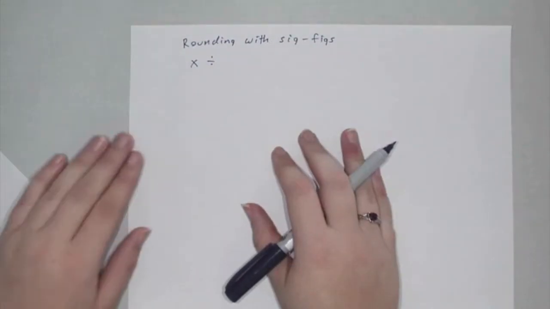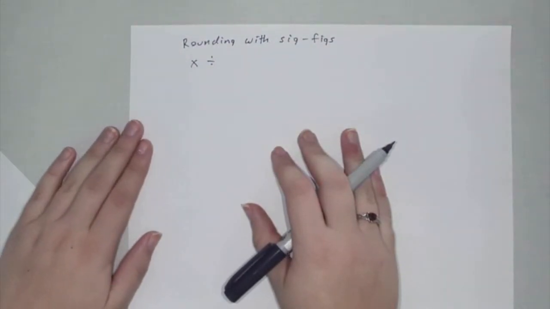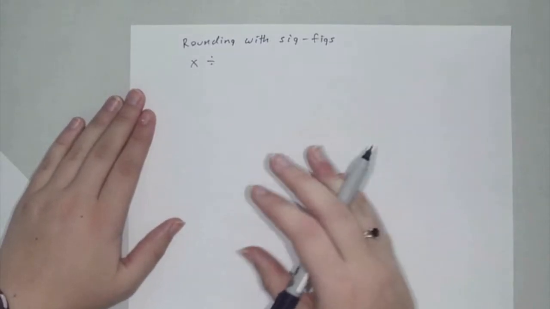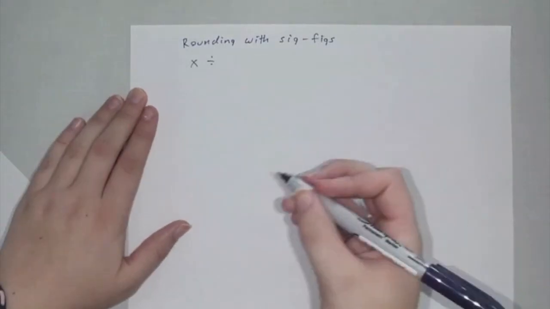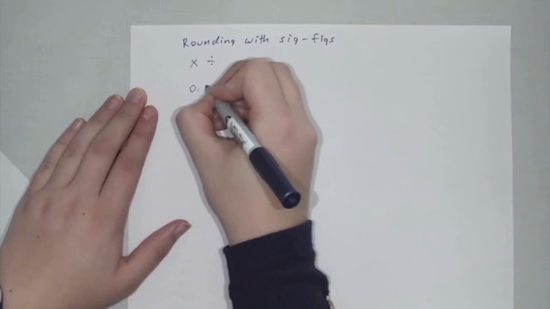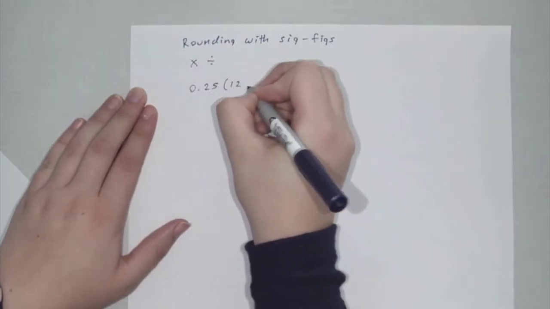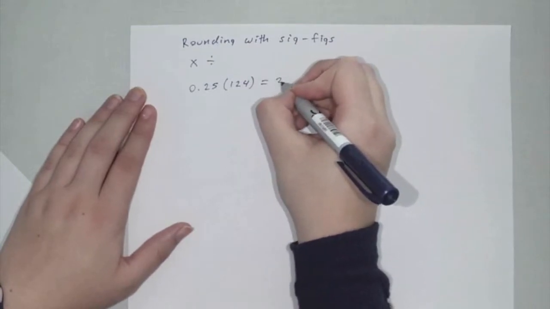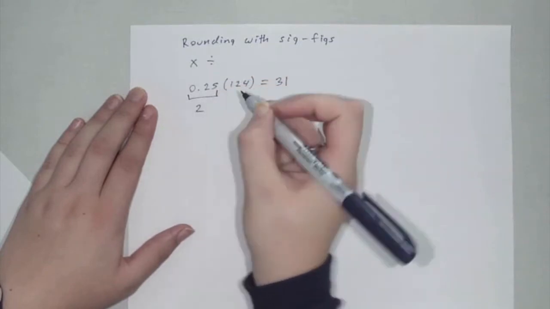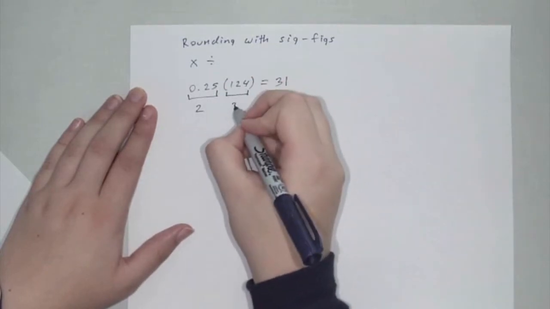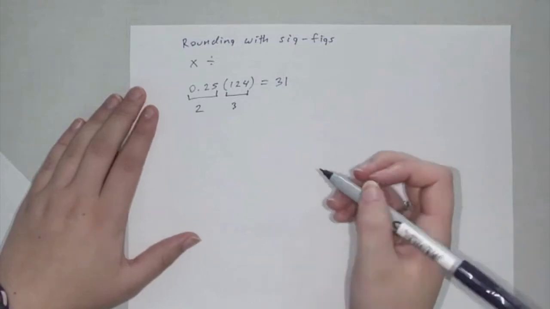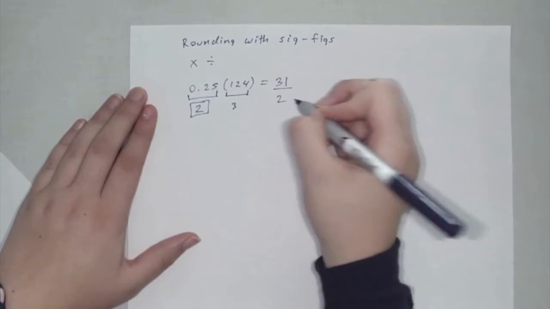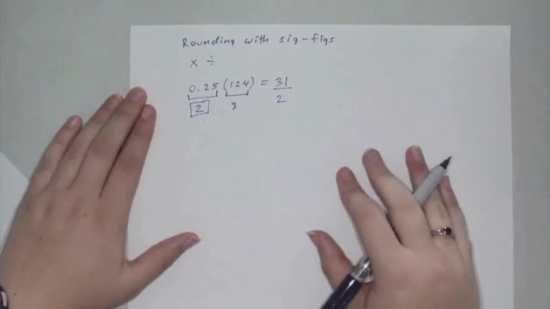When you're multiplying or dividing with significant figures, the number of significant figures you use in your final answer will be equal to the number of significant figures of the number that you are multiplying or dividing that is smallest. So for example, if we're going to multiply 0.25 times 124, the true number that you get when you plug this into a calculator is 31. 0.25 has two significant figures and 124 has three significant figures, which means our final answer needs to be in two significant figures. Well, in this case, this is already two significant figures, so we don't need to do anything. We can leave the answer as is.